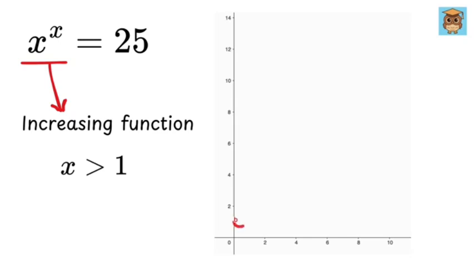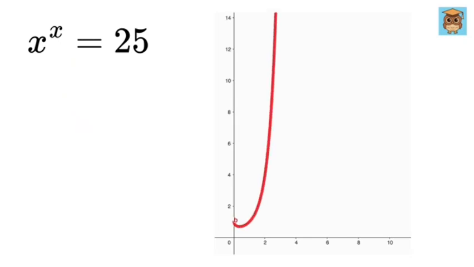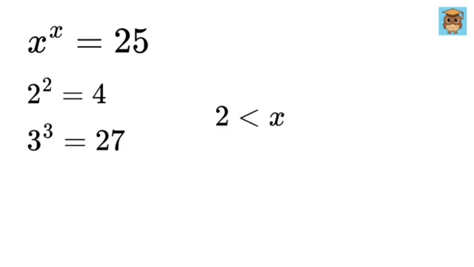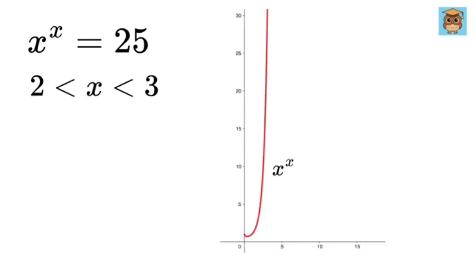First note that x to the x is an increasing function. Check its plot. Also, we know that 2 raised to 2 is 4, and 3 raised to 3 is 27. So, we can be sure that the value of x lies somewhere between 2 and 3. Now, if we draw a horizontal line from y equals 25, we see that it intersects x to the x at exactly 1 point. So we have only one real solution for x.